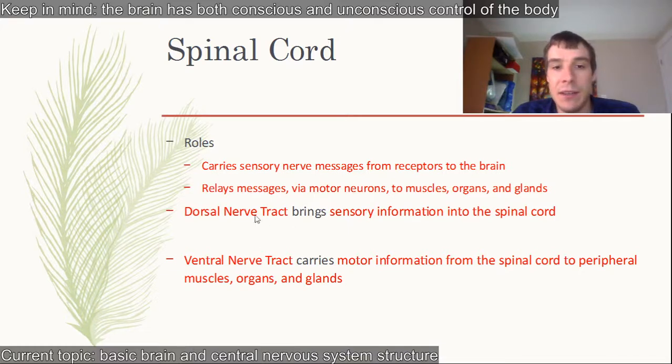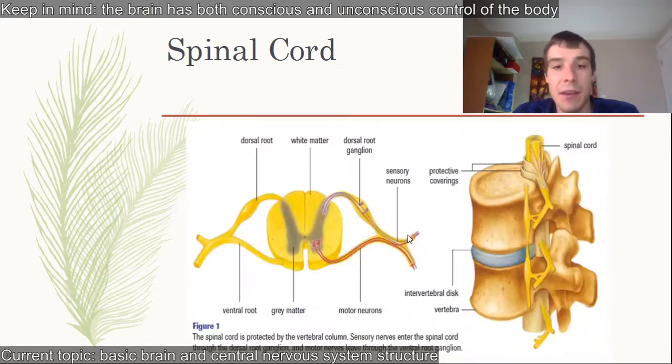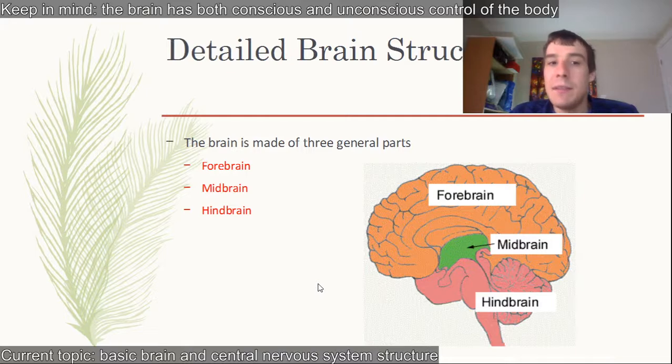They want to make sure that the woman can still push and stuff, but they don't want her to feel the pain information coming up the back. So that's the idea. Here's some detailed brain structure.